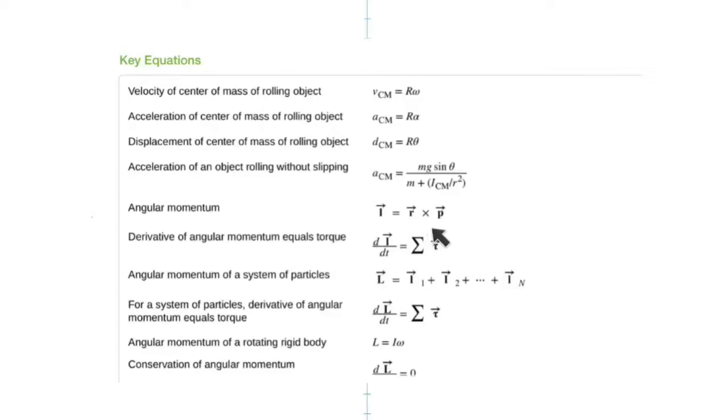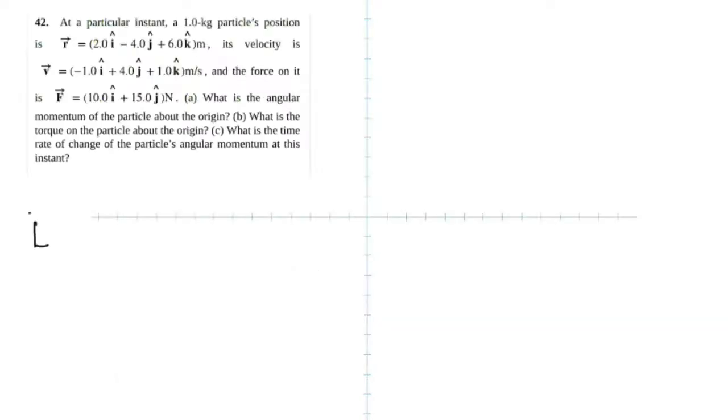Also, net torque is equal to dL by dt. All right, here it's given here. Net torque is equal to dL by dt. And conservation of angular momentum comes with the condition that there should be no net torque acting on a system, and in that case, angular momentum is conserved.